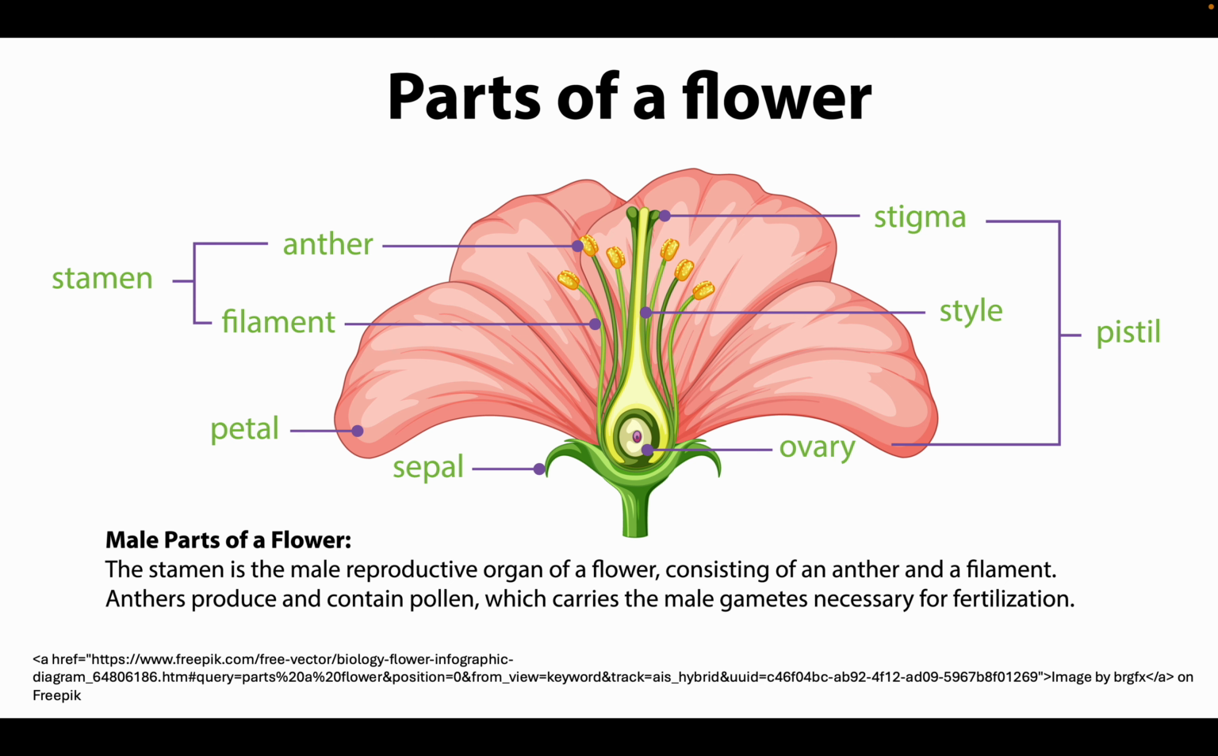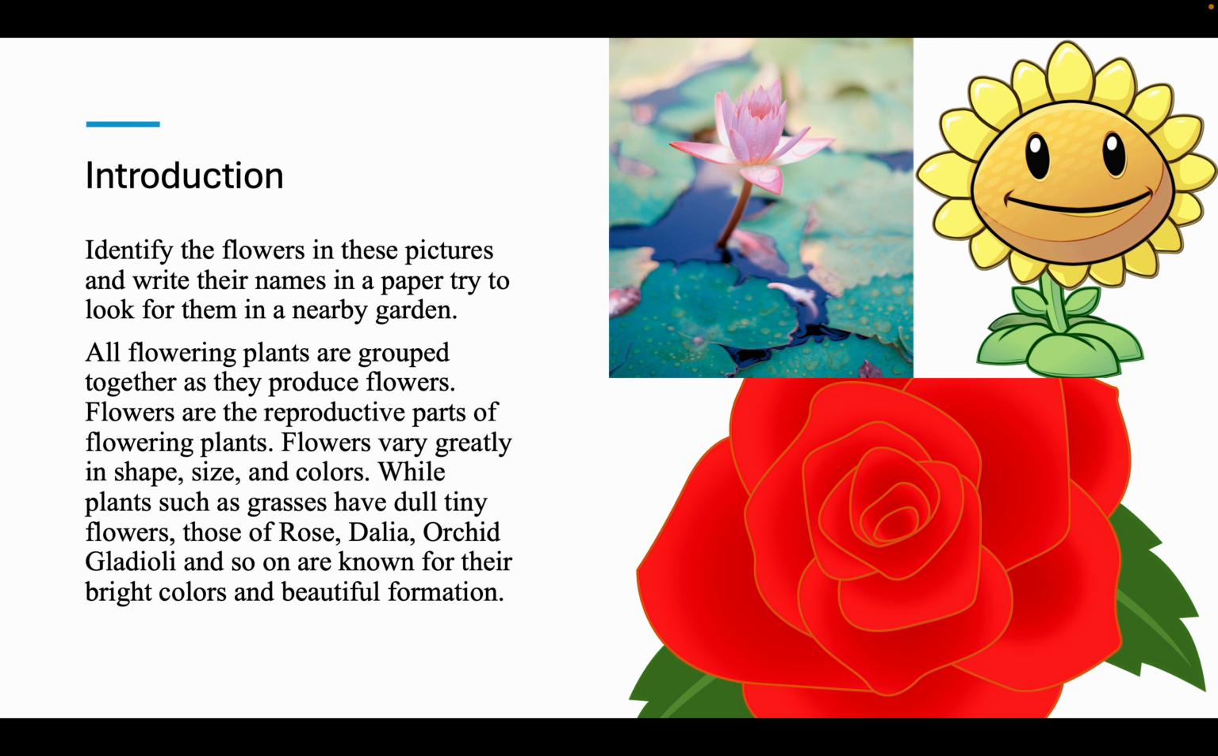Now, look at these flowers. Boys, girls, look at these flowers. You can easily identify and write their names, right? One is a lotus, other is a sunflower, third is a rose. Correct? So, all the flowering plants are grouped together as they produce flowers. And flowers are the reproductive part of a flowering plant. Understand this? Why is the flower important? They are the reproductive part of a flowering plant. And every flower has its own shape, size, and color, right?